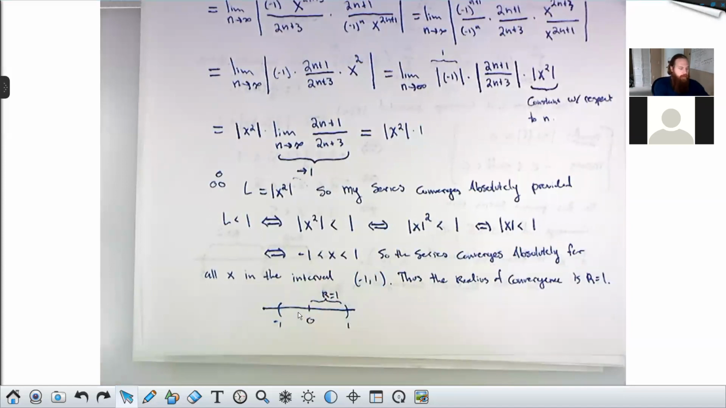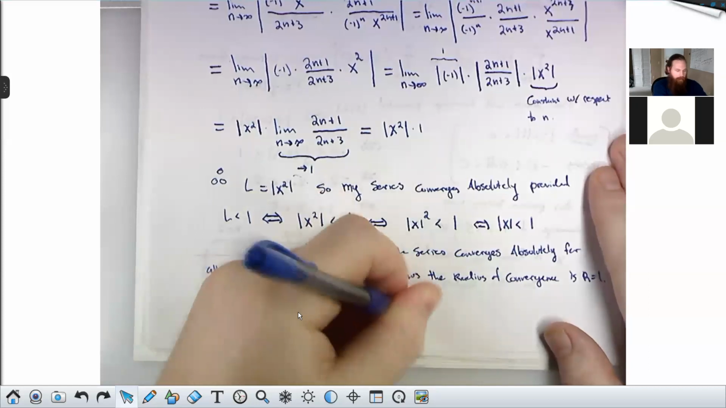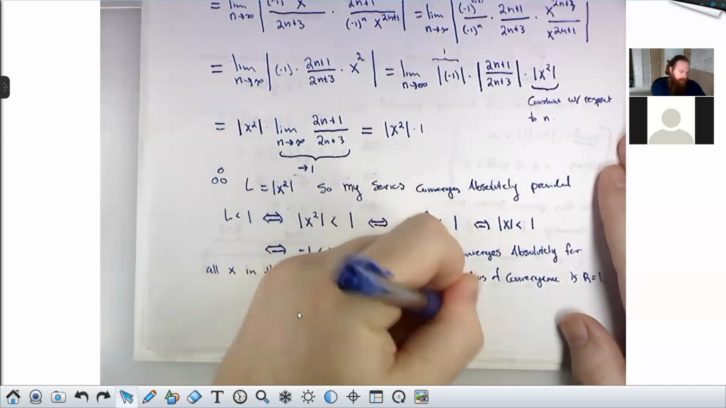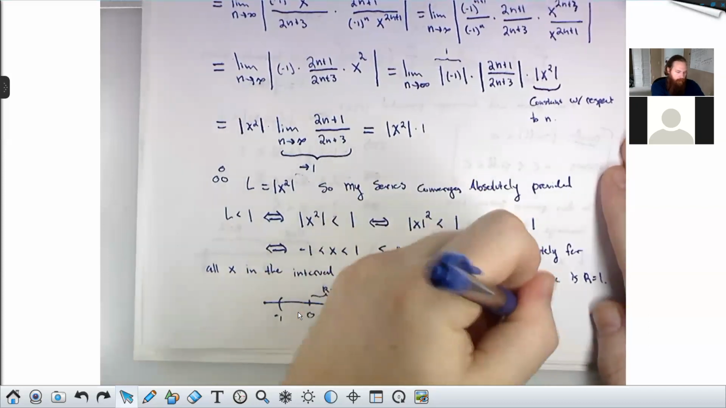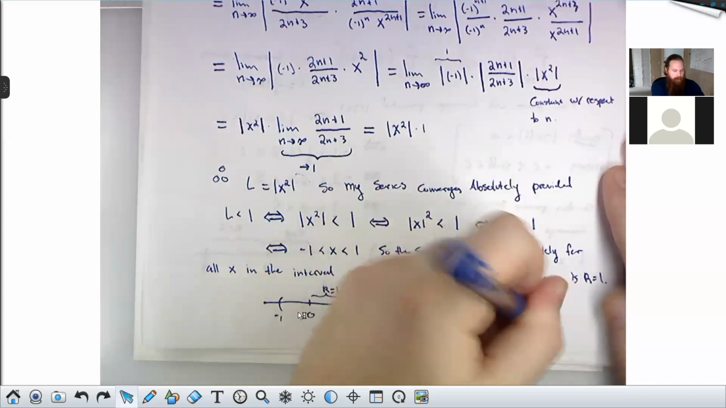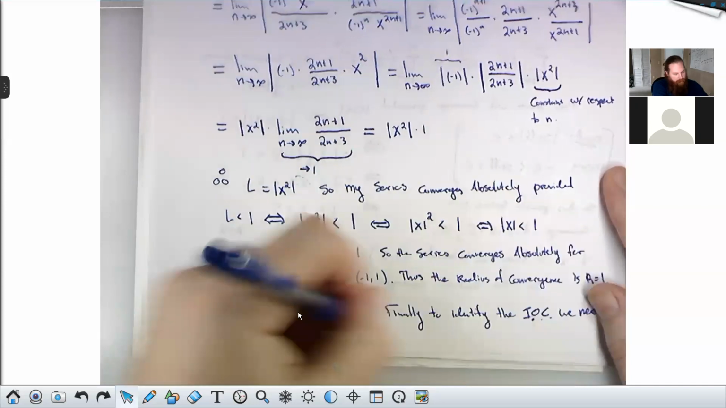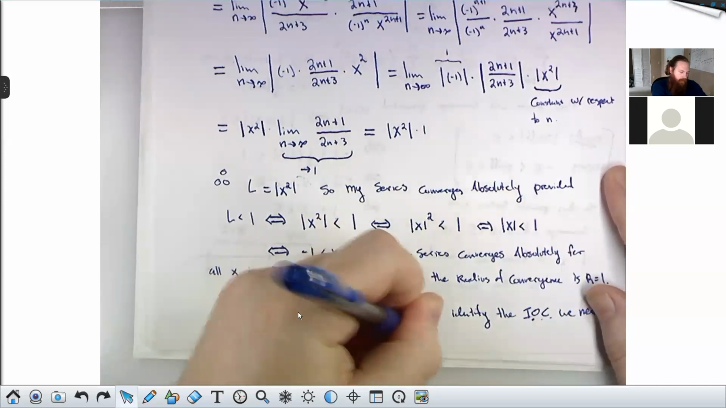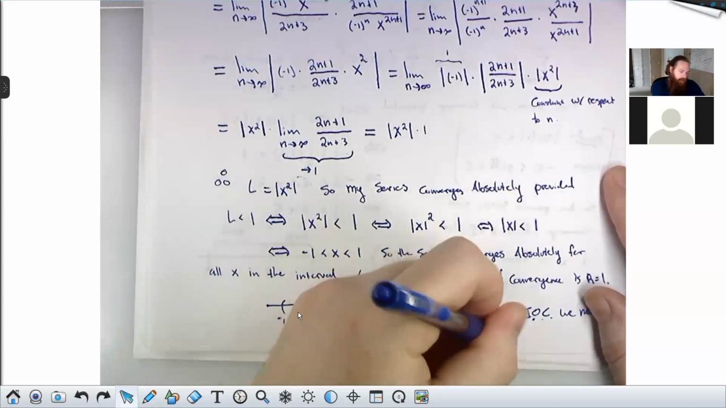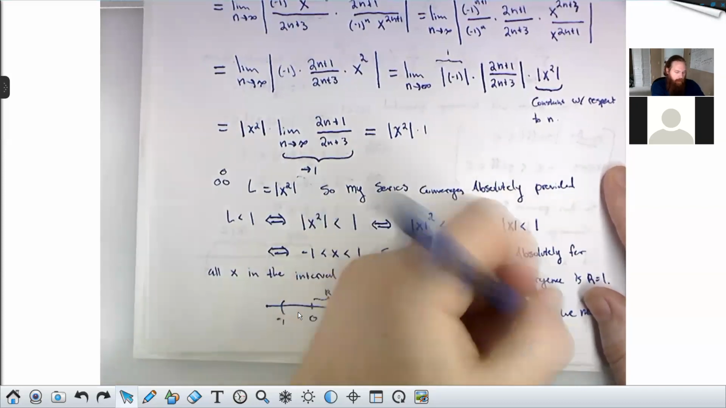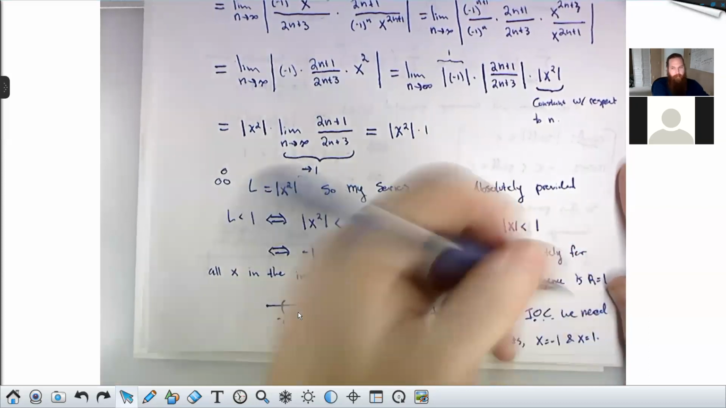So the last thing we need to do to identify the interval of convergence is to test the endpoints, which are x equals -1 and x equals 1.